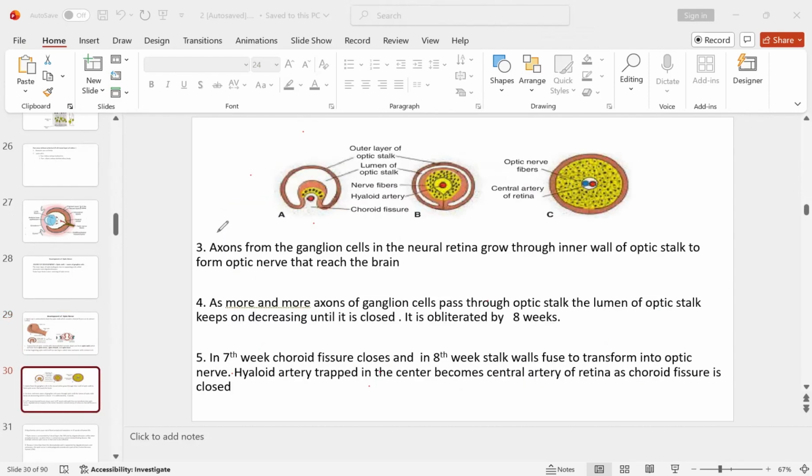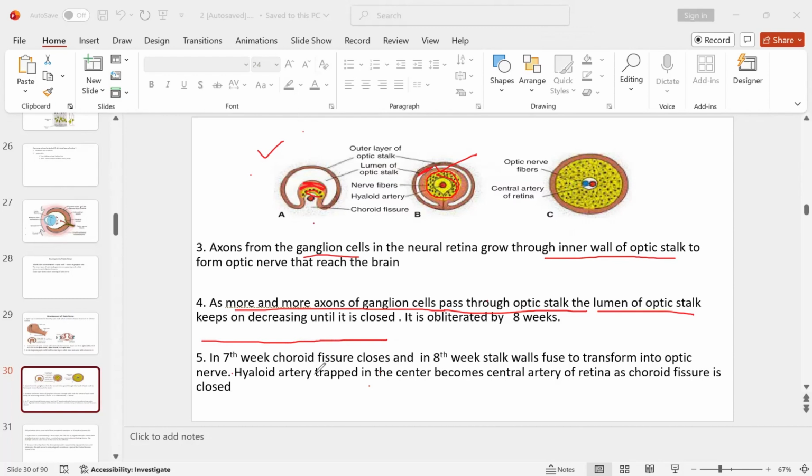The second step of the development is the growth of the axons of the ganglion cells through the inner wall of optic stalk. You can see in this diagram that the axons of the ganglion cells are growing to the inner wall of the optic stalk. As more and more axons of ganglion cells pass through the optic stalk, the lumen of optic stalk keeps on decreasing until it is closed. So you can see in this diagram that as more and more ganglion cells are passing through the inner wall of the optic stalk, they are obliterating the lumen between the inner and the outer layer of the optic stalk. So this is the second step in the process of development.